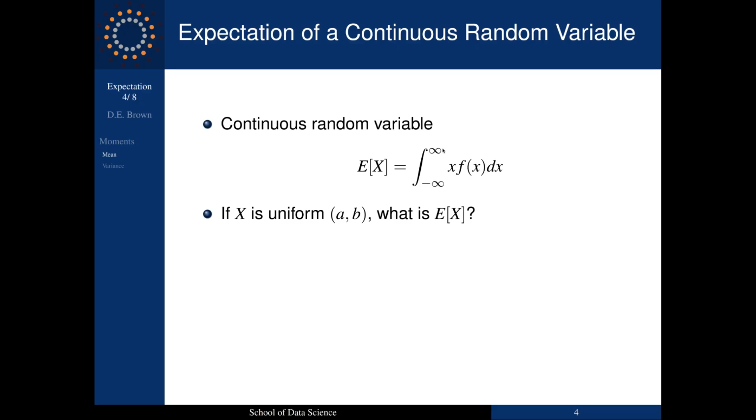The uniform case is the easiest one to see since it's just a box on the real line. So for example, a uniform between A and B is just going to be the sum of A and B divided by 2. So there's the expected value of a uniform random variable.